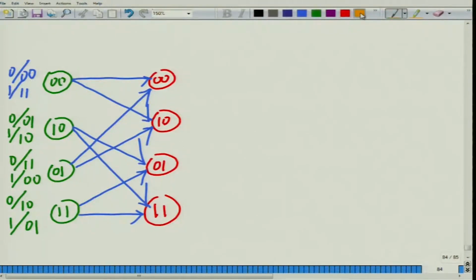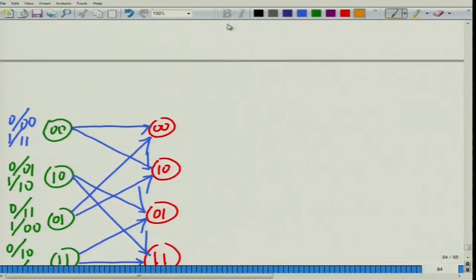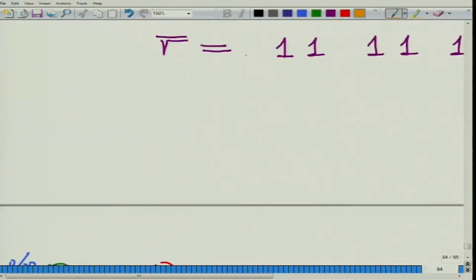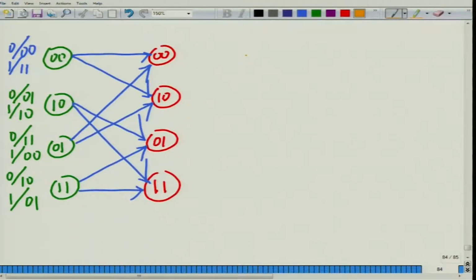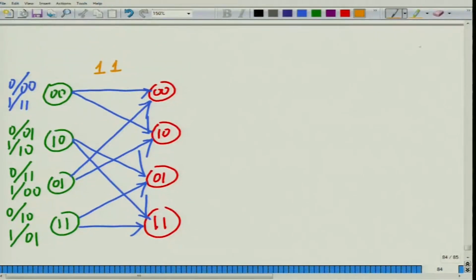Now we see that the received word corresponding to this first stage is 1 1. So on the top of this trellis I am going to write the received code word. This is corresponding to the states at j equal to 0, the states at j equal to 1, and the received code word is 1 1.